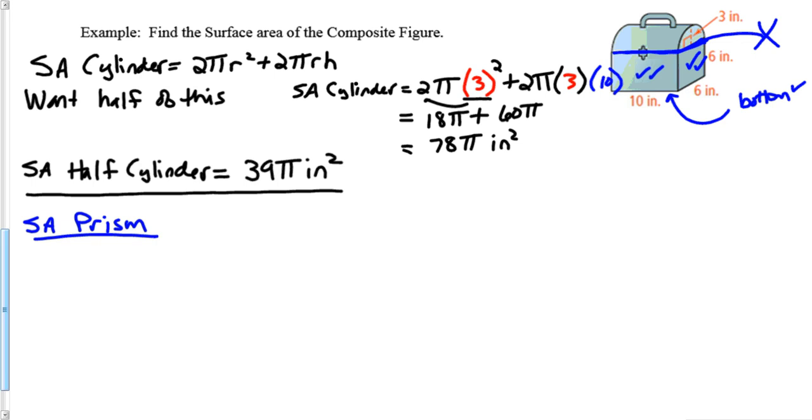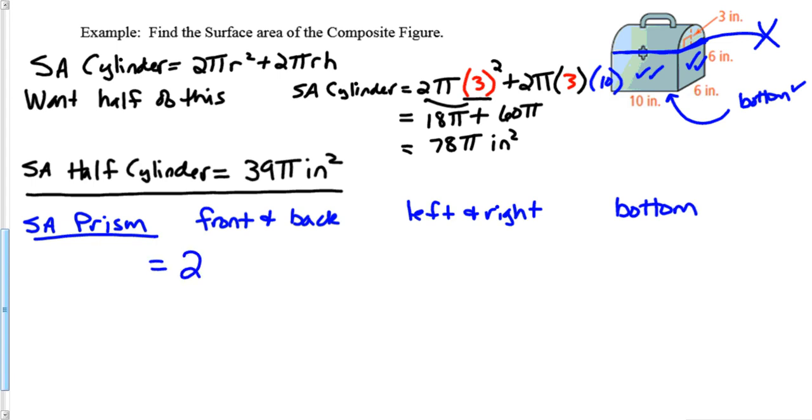So basically what I want to do is I want to do the front and the back. So that's 2 of the same shape, that rectangle in the front. I need to do the left and the right, and that again is 2 of the same shape, the rectangle on the right, that's 6 by 6, and then I want to add in the area of the bottom. So this is what I need to find. So I have a front and a back, so I'm going to have 2 of these things, and the front dimensions are 10 by 6. So the front dimensions, again, the front is right here. You can see me kind of coloring it in, is 10 by 6.